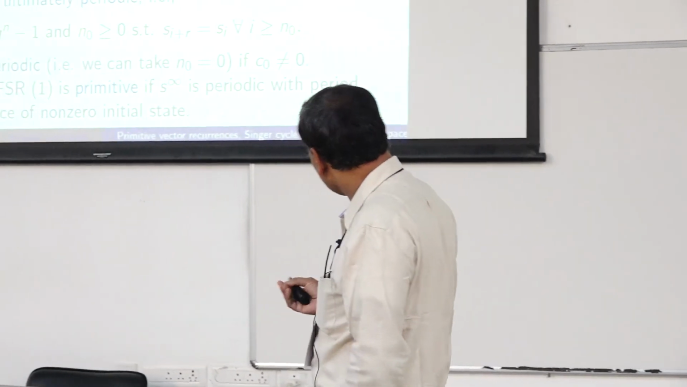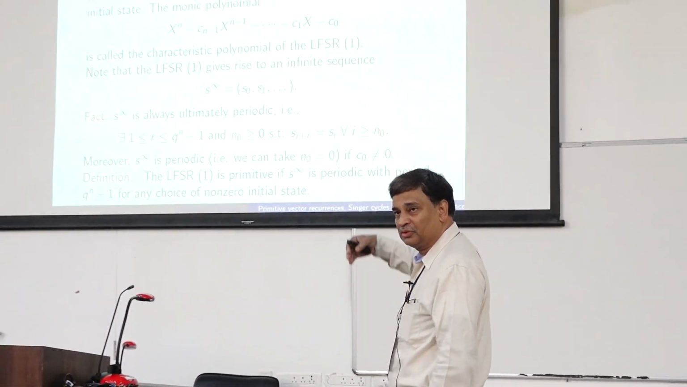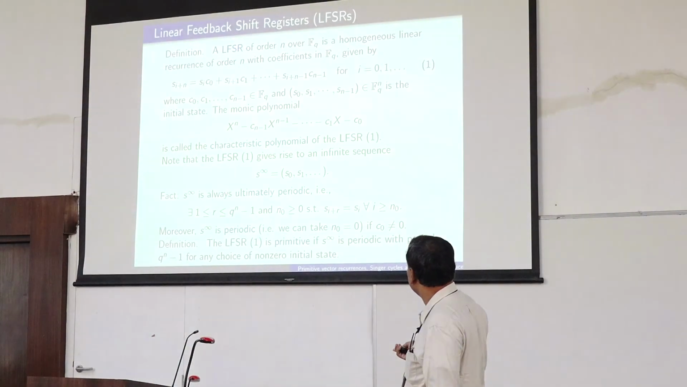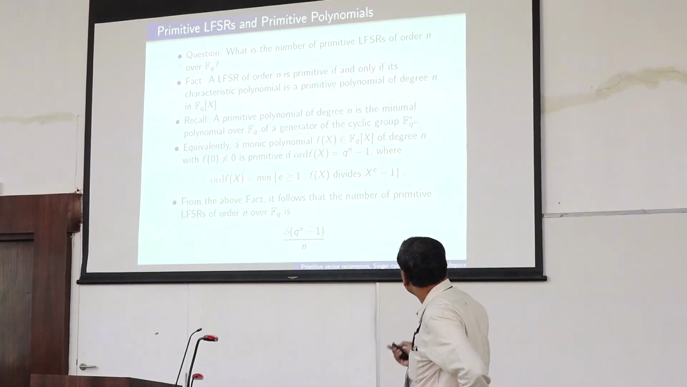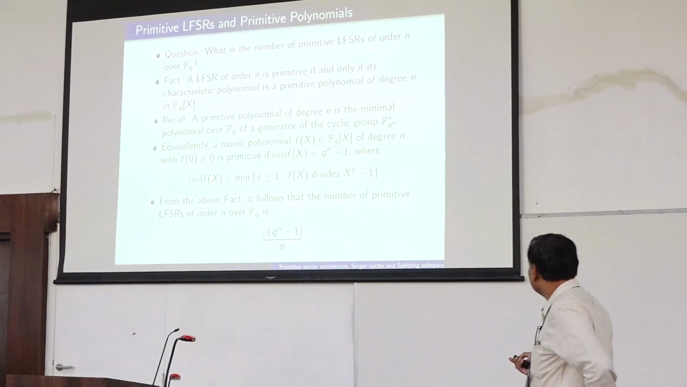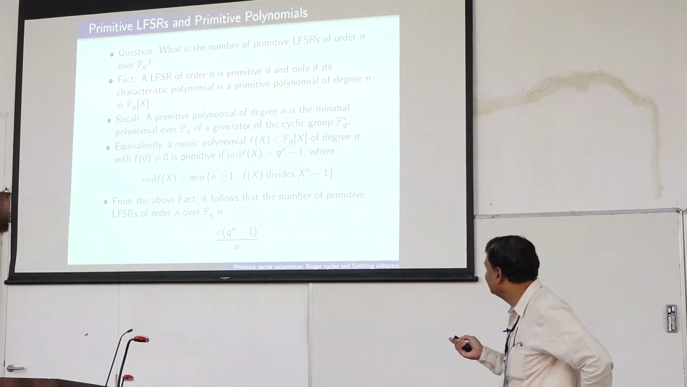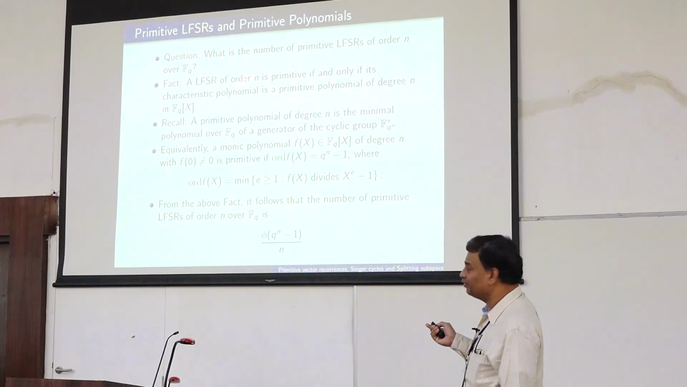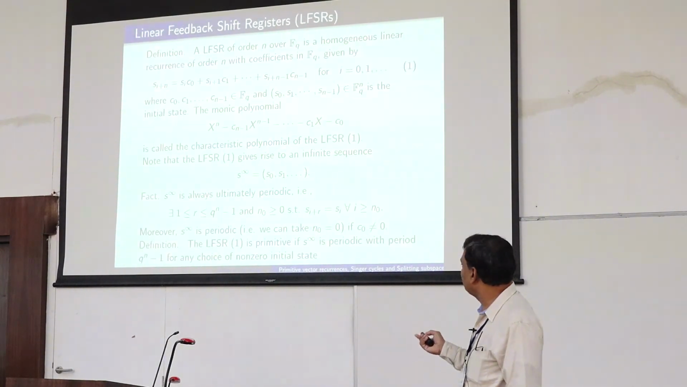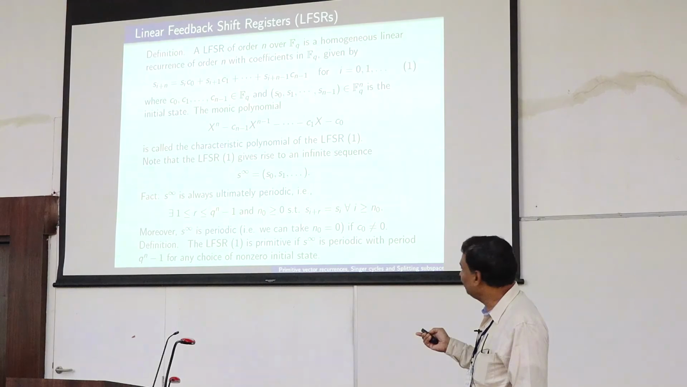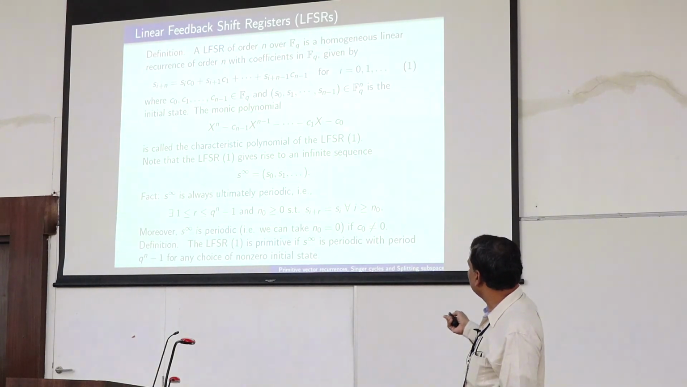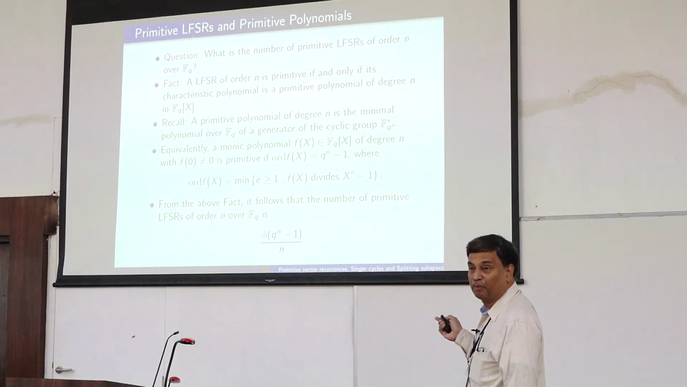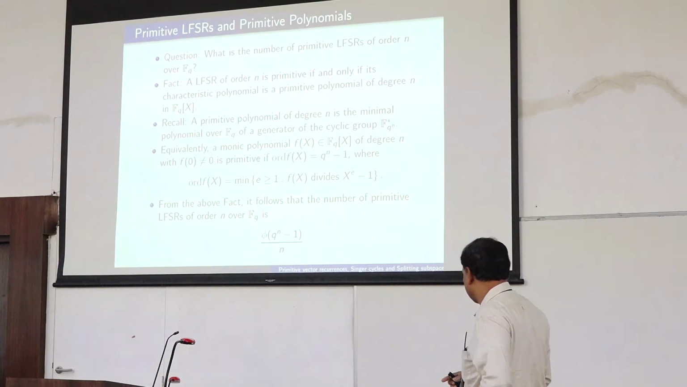So, what is the connection of that sort of primitive with this primitive? Well, that comes from algebra. It is a classical fact that an LFSR of order n is primitive if and only if its characteristic polynomial, remember I wrote it down, this is obviously a monic polynomial with coefficients in F_q, is what is called a primitive polynomial of degree n. What is a primitive polynomial?